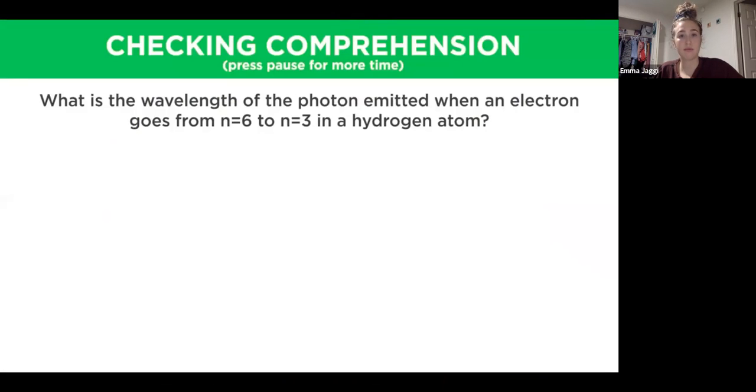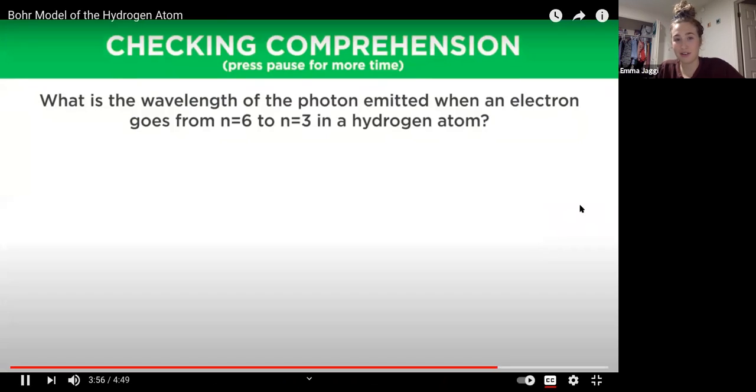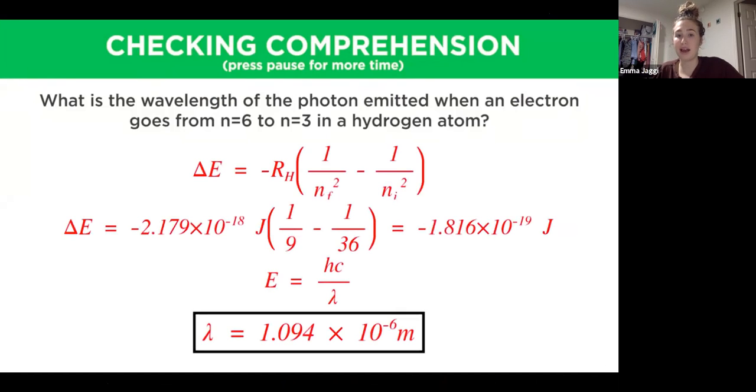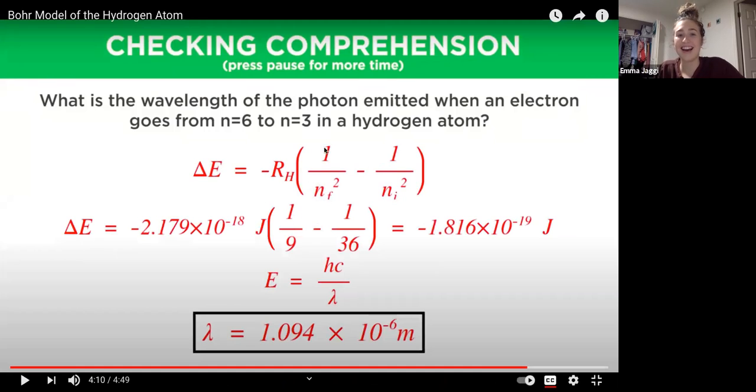Let's check comprehension. All right, you guys can pause if you need more time, but what is the wavelength of a photon emitted when an electron goes from n equals 6 energy level to n equals 3 in a hydrogen atom? So we're going to use that equation that we have, where we've got the initial and the final. I can't remember the name of it. So we're going to start with that and Rydberg's constant. Then we get that, and then we're going to use this equation, which we substituted values in for, by the way, to solve for the wavelength.